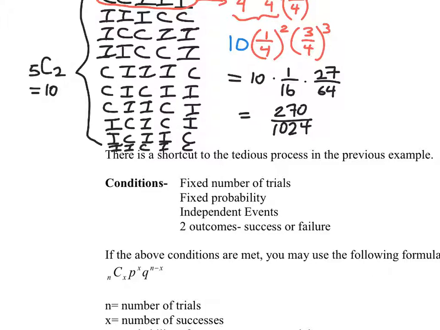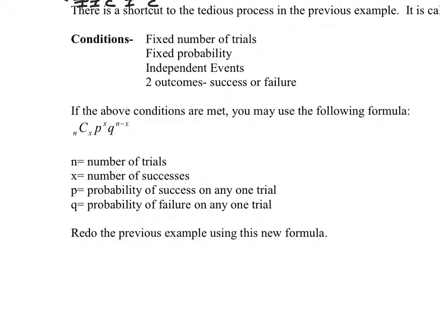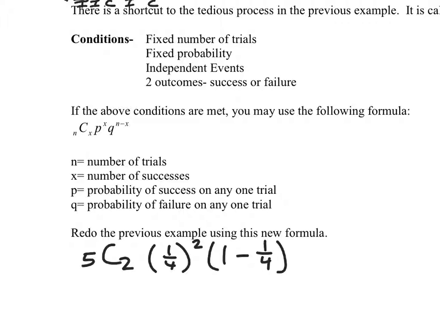So we could have just jumped right to that formula and said 5C2, the probability of success on any one trial would be 1/4 to the second, then 1 minus 1/4 to the 5 minus 2 power. And so you get the same value that way. So 270 over 1024.